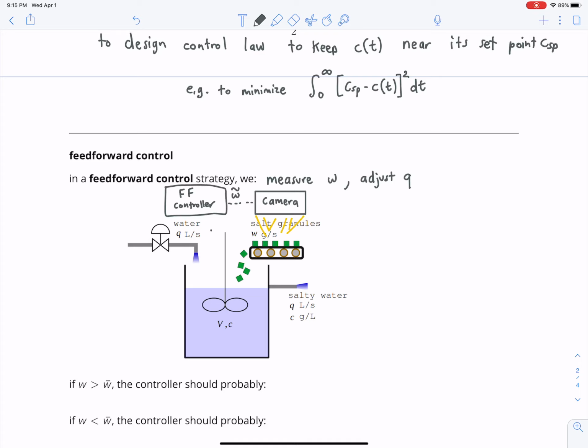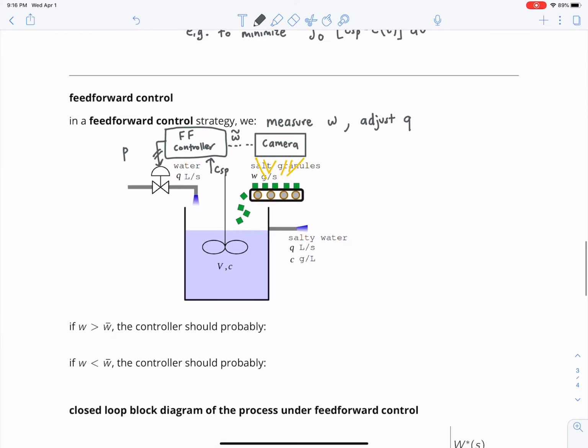As well as a set point. And then this feed-forward controller outputs a pneumatic signal on the control valve, again adjusting the flow rate of Q. But now it's on the basis of a measurement of the disturbance variable. So a couple of thought experiments.